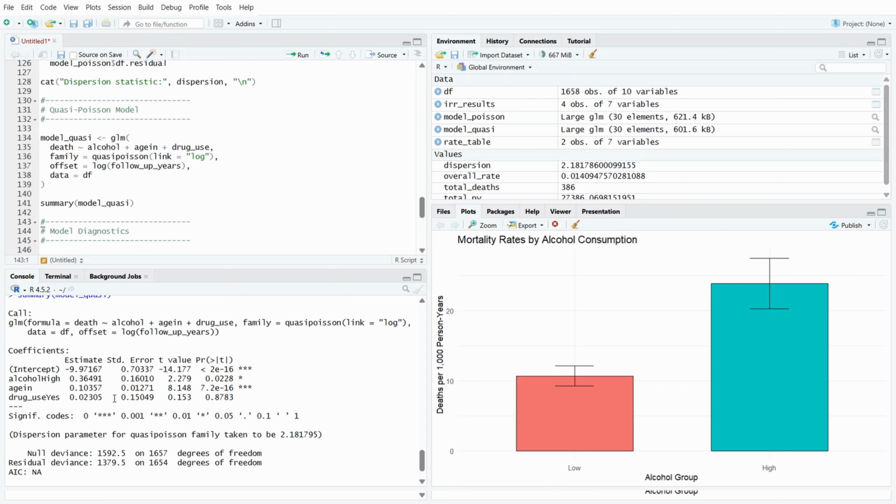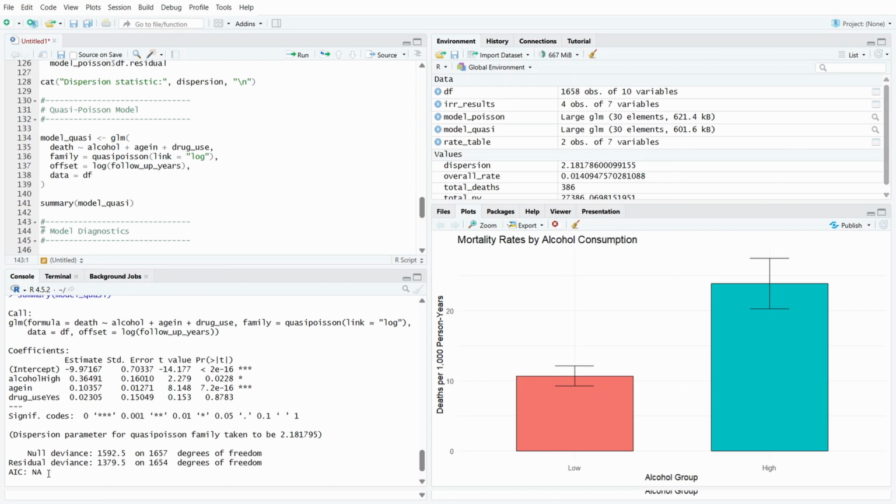The coefficient is still very close to zero, and with the larger standard error, it remains clearly non-significant. There's still no evidence of an association with death rate. Looking at the dispersion parameter, it's about 2.18, exactly what we estimated earlier. And now it's explicitly incorporated into the model. That's why the standard errors are larger and the inference is more reliable.